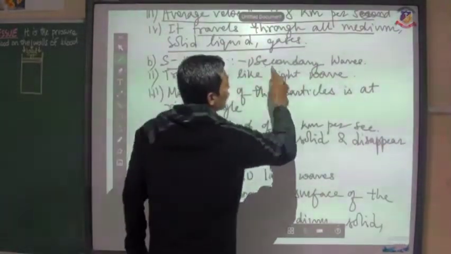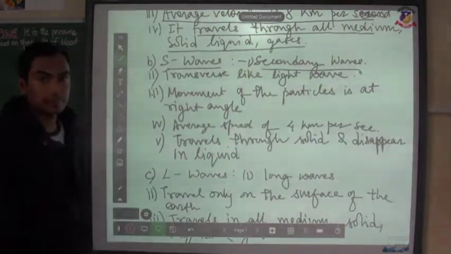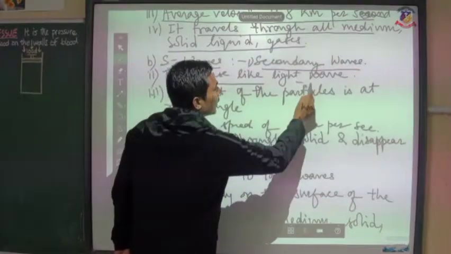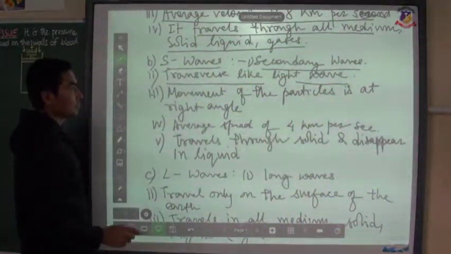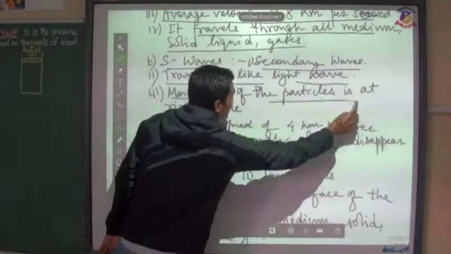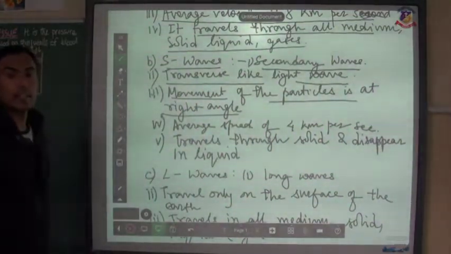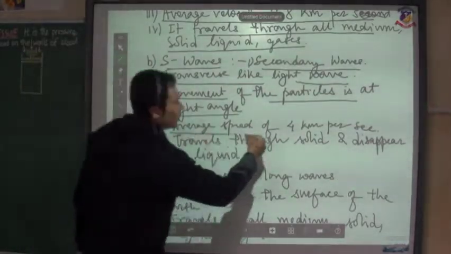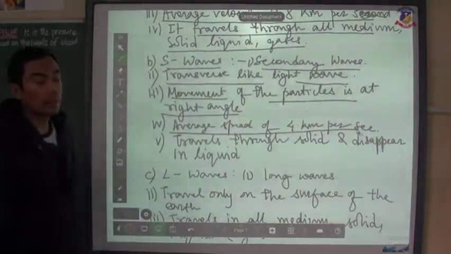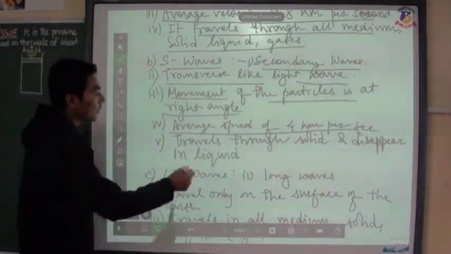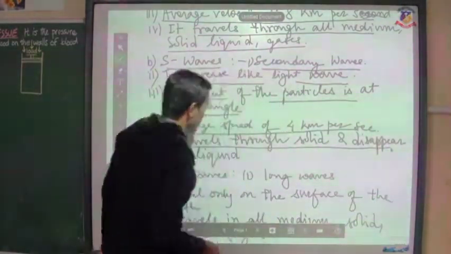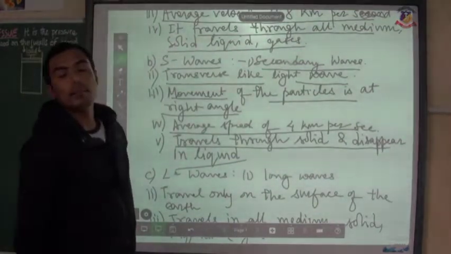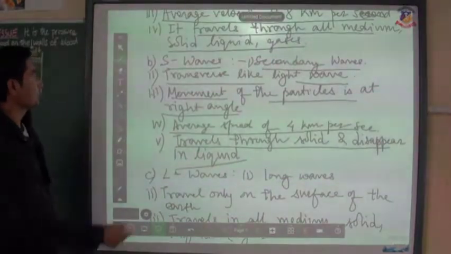Next, S waves are also called secondary waves. Clear? These waves are transverse, like light waves. The movement of the particles is at a right angle, meaning it always moves at a right angle. The average speed is 4 km/s. It travels through solid and disappears in liquid, meaning it can travel through solid but it disappears in liquid.